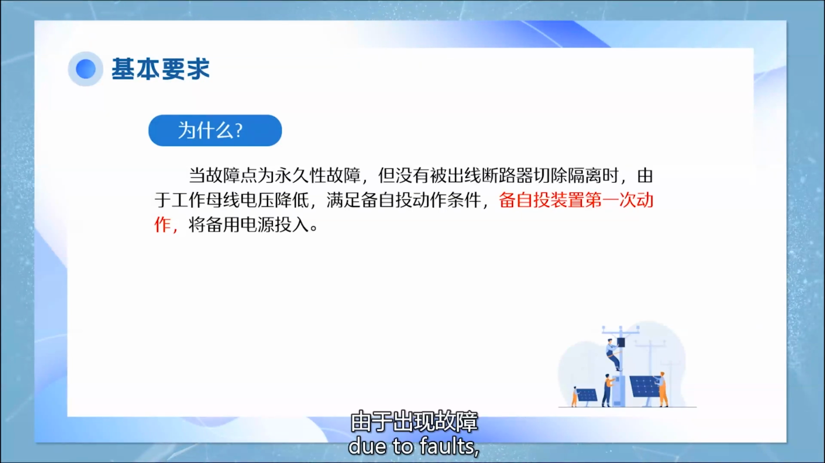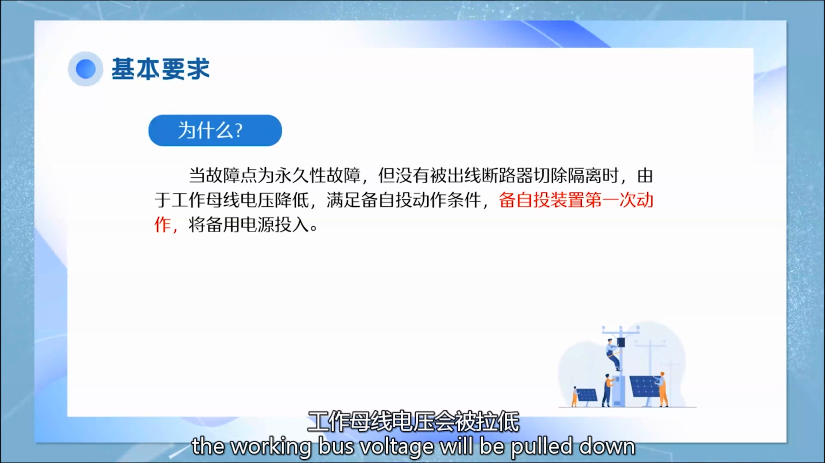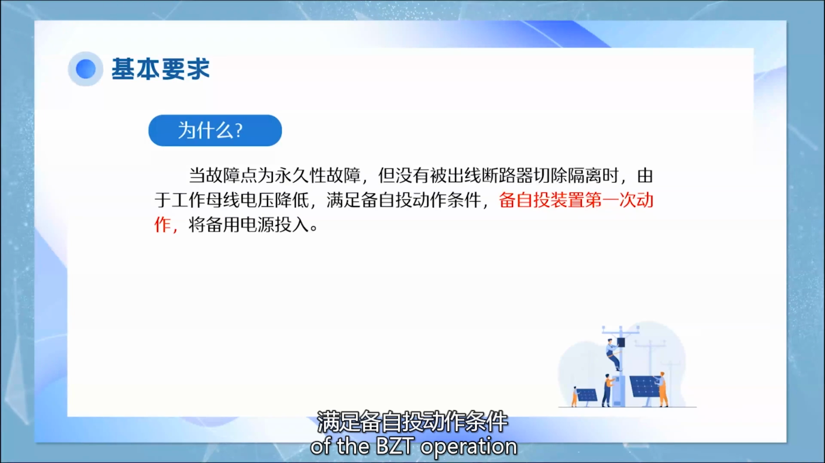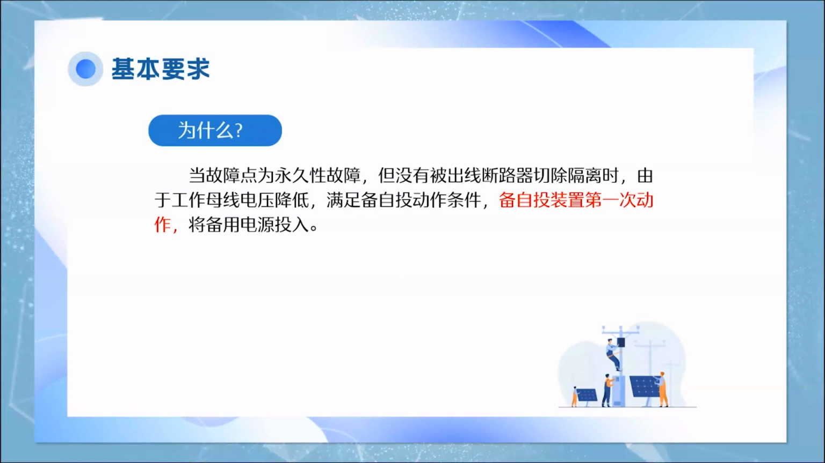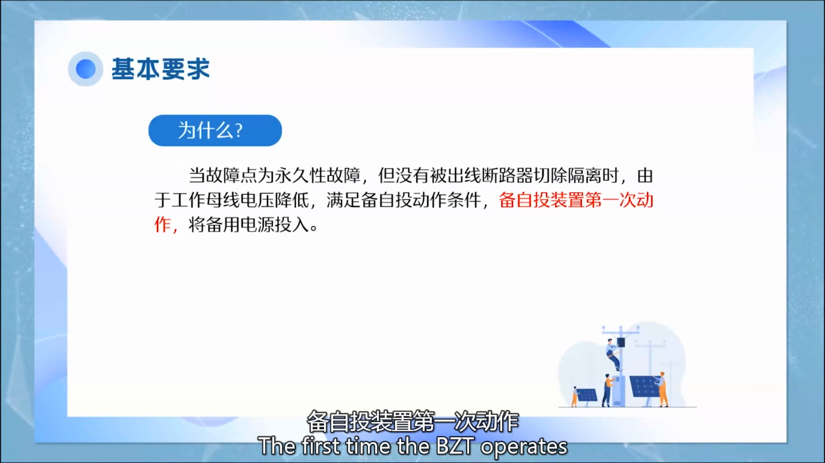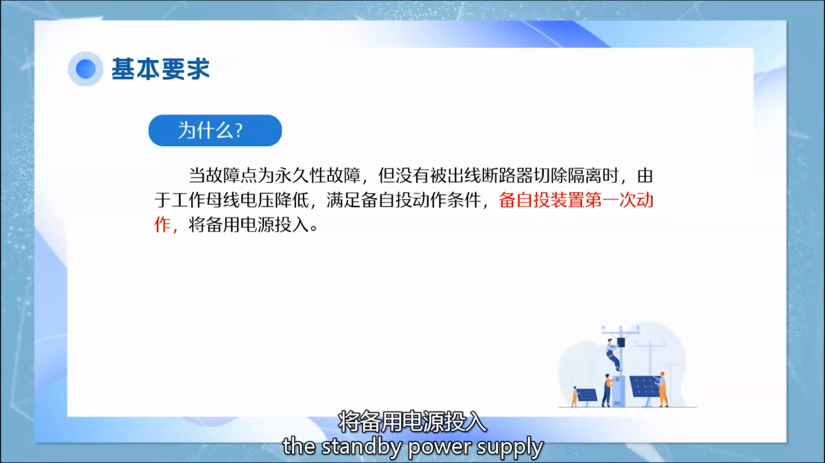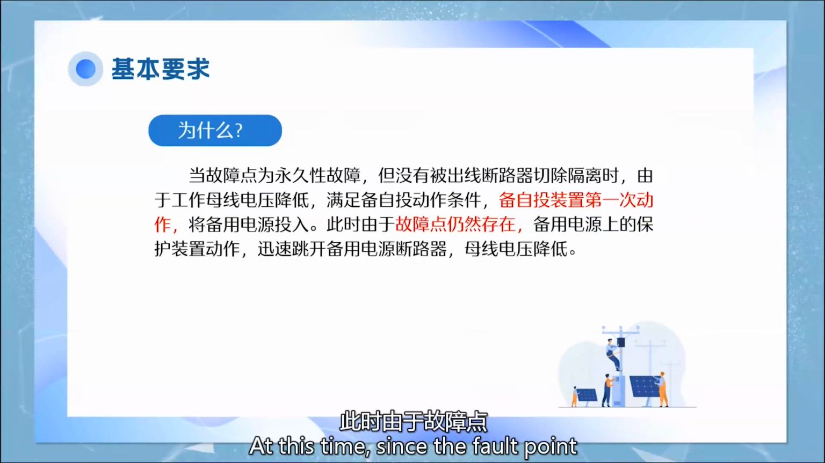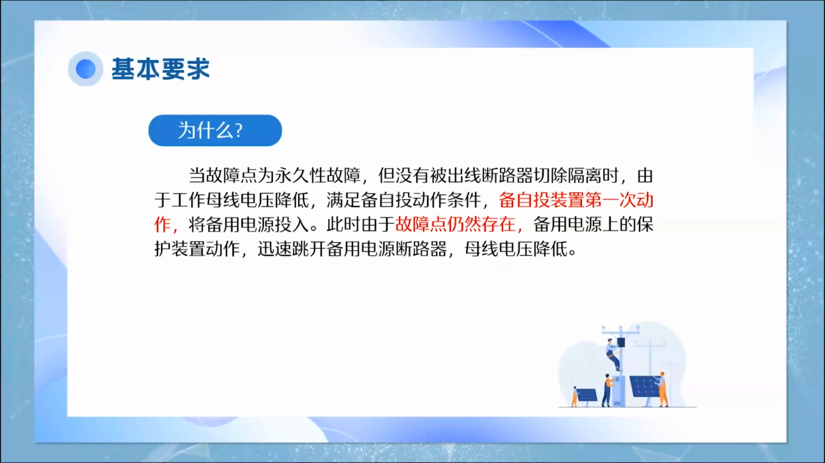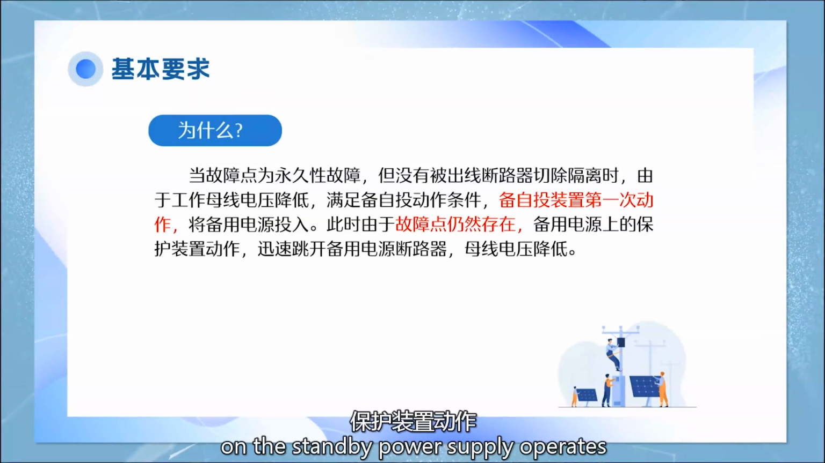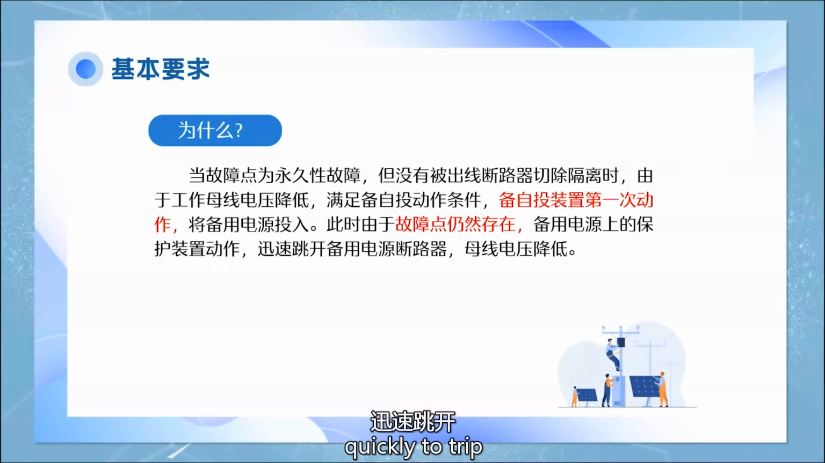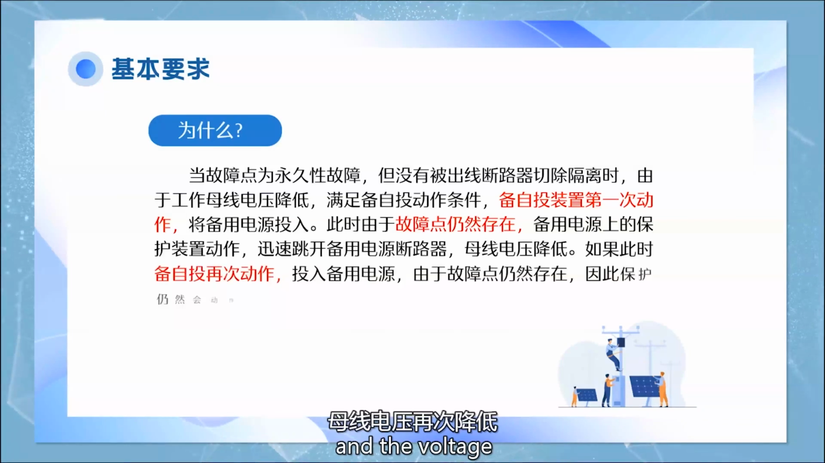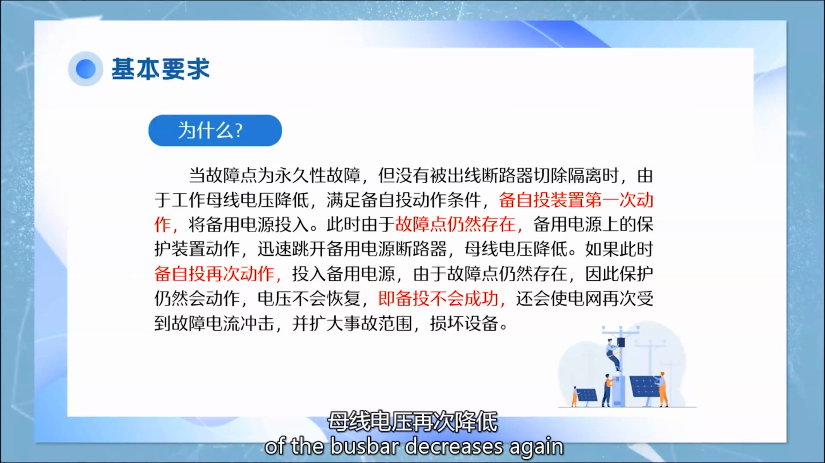When cut out due to faults, the working bus voltage will be pulled down and will meet the conditions of the BZT operation. The first time the BZT operates, the standby power supply is put into operation. At this time, since the fault point still exists, the protection device on the standby power supply operates quickly to trip the circuit breaker of the standby power supply, and the voltage of the bus bar decreases again.